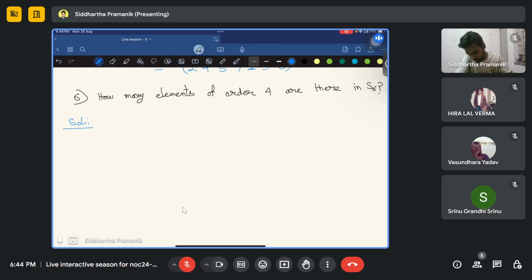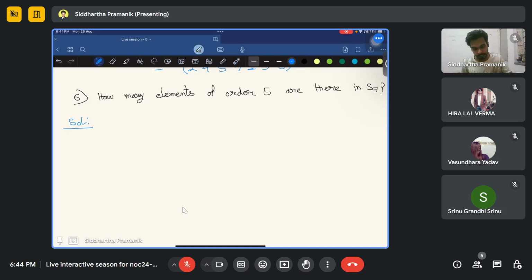Okay, let's do a little bit simpler problem first. Let's try to find elements of order 5 in S7. So we need to determine how many elements in S7 there are which have order 5.